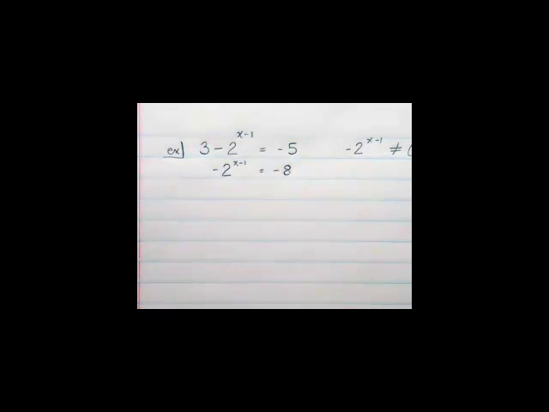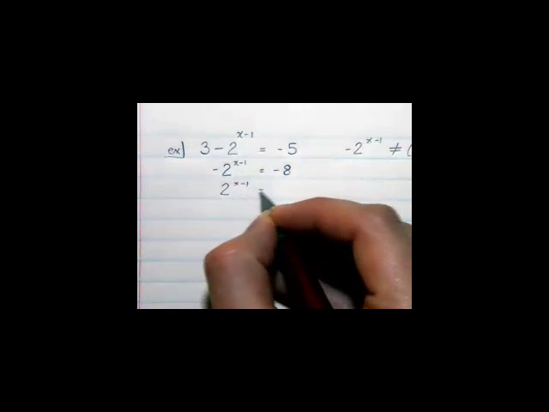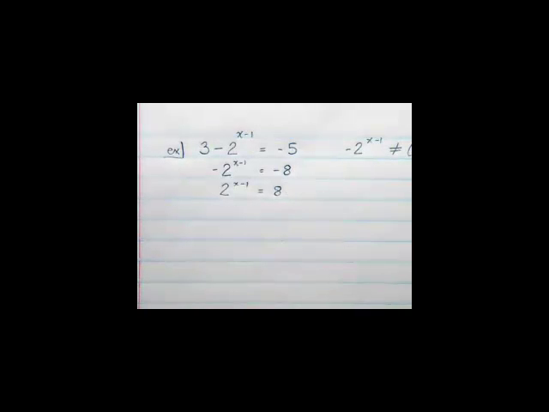So this way, it's kind of like -1 times 2 to the x minus 1. Okay? So what could I do to get rid of that negative then? Times by -1, or divide by -1, depending on how you want to look at it. And that's okay. Multiply each side by -1.